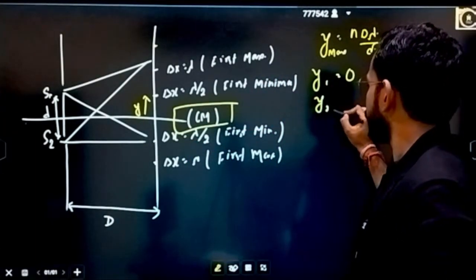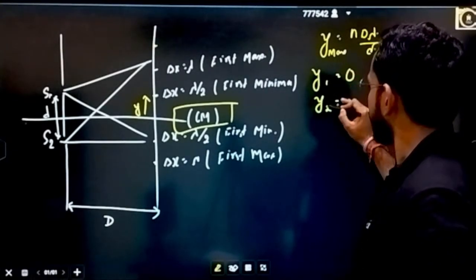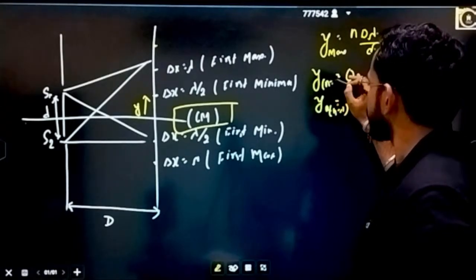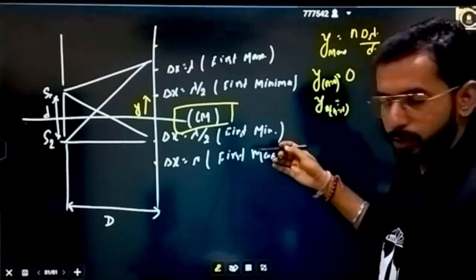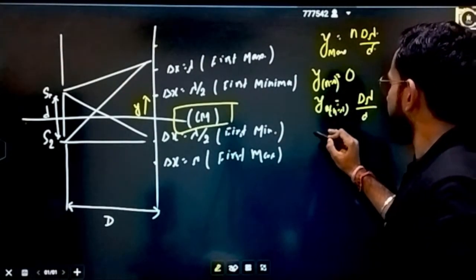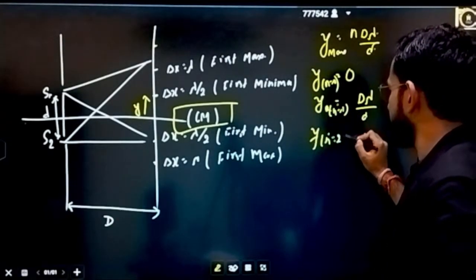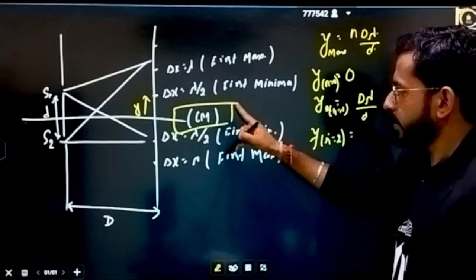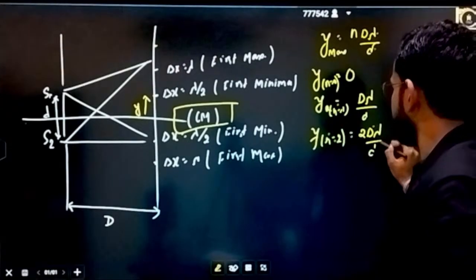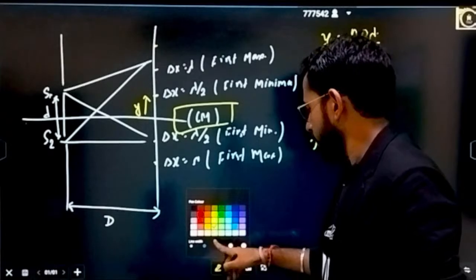Now put n equals 1. Firstly n equals 0, then n equals 1. What you will get is the distance lambda D by d. Now if I ask you about the second maxima, that means n equals 2. This is the first maxima, then the second maxima. Now the third maxima you will get is equal to 2 lambda D by d. This you will keep writing. And one more shortcut I will tell you after some time. Write the same way for minima as well.